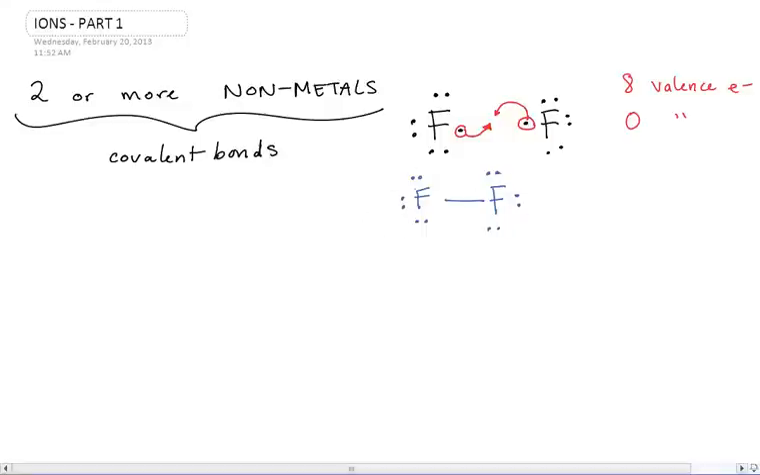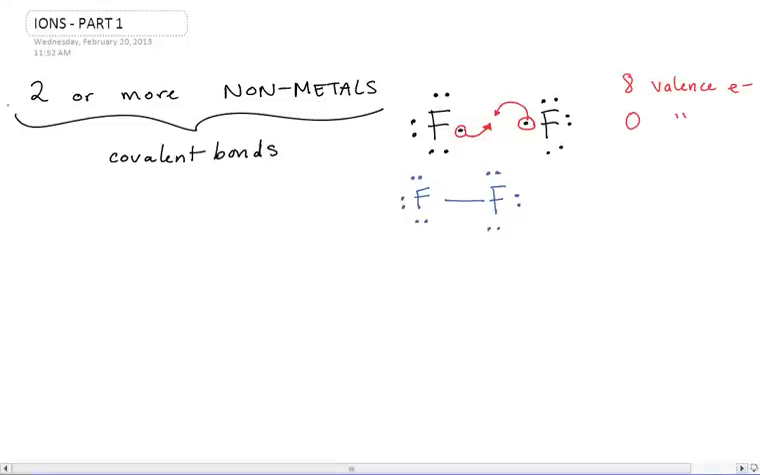Now these 2 fluorine atoms are locked together. They're locked together through this covalent bond. And that's going to be one of the big differences when I show you ionic compounds, that ionic compounds are not locked together. So let's do an example.